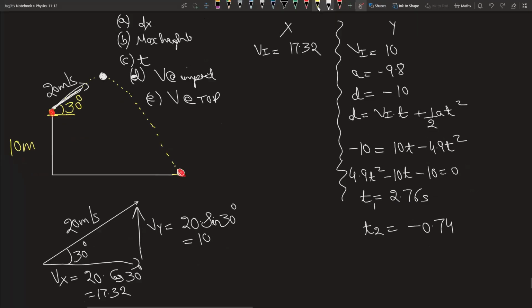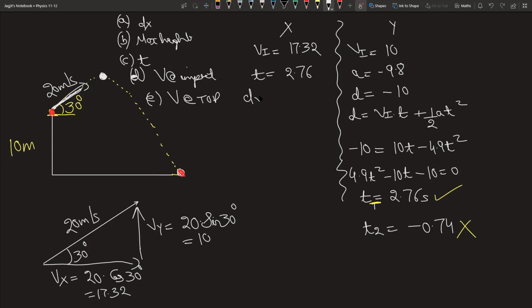No. Nope, so you're going to ignore this. And you will say, this is my total time. So now you know your total time that it spends in the air. You come to x and you say, you know what? My time for x will be the same. It will just be 2.76.